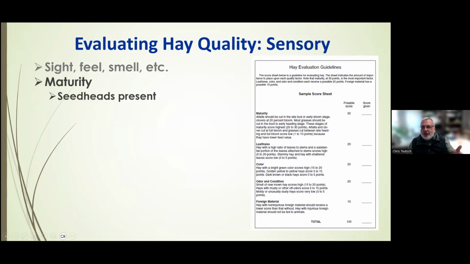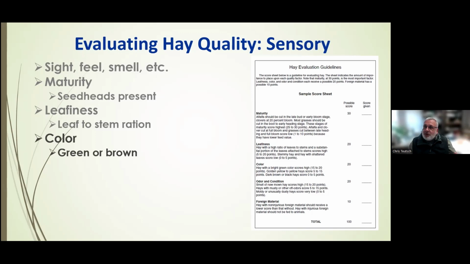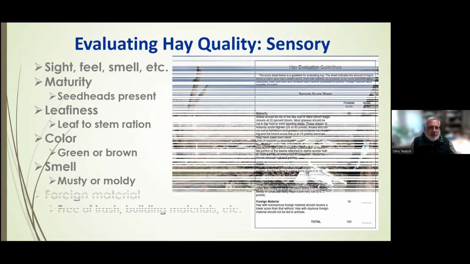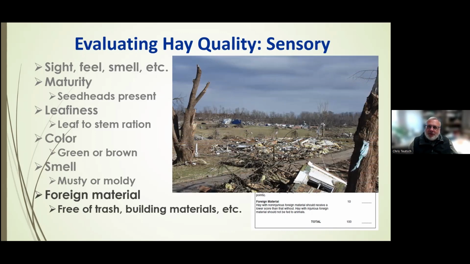And we'll look at things like maturity. Are there seed heads present? We'll look at, is it leafy or does it have a lot of stems in it? Is it green or brown? Does it smell good or does it have kind of a musty or moldy smell to it, which means it could have been put up when it was a little bit too wet? And does it have any foreign material in it?